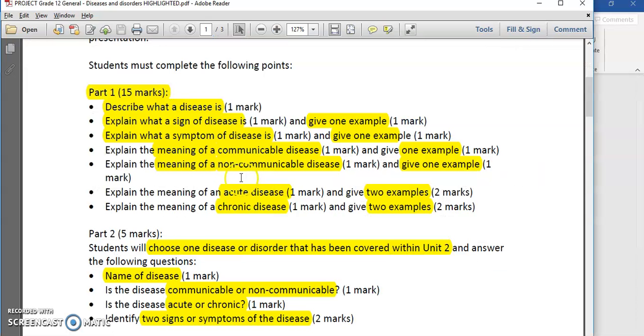Okay, and then for the next question, it's asking me to explain what a sign of disease is for 1 mark, and then I have to give 1 example. So for all of these explain questions, I'm asking you to explain the meaning of sign, of symptom. I want you to explain the meaning of a communicable disease and the meaning of a non-communicable disease. So I'm looking for the meaning.